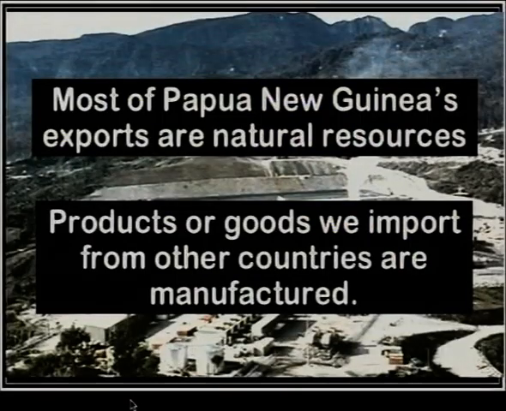It reads, most of PNG's exports are natural resources. Products or goods we import from other countries are manufactured, for example cars, machineries, clothing. We import these products or goods from other countries.